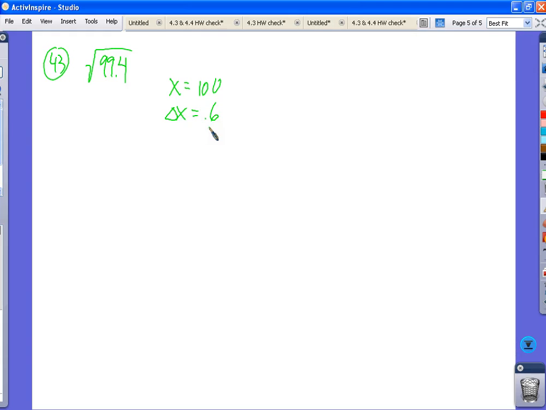F of x is apparently the square root of x, so f prime is 1/2 x to the negative 1/2. Or we could say 1 over 2 root x.